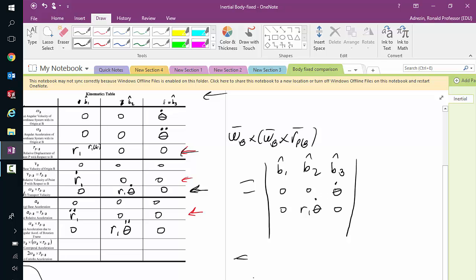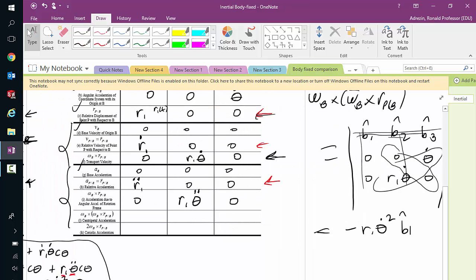Okay. So, b1. This minus product of that. So, I have minus r1 theta dot squared. b2, I have nothing. b3, I have nothing. Okay. So that one was b1. Minus r1 theta dot squared, and the b1 is at the top of the column. Last one.